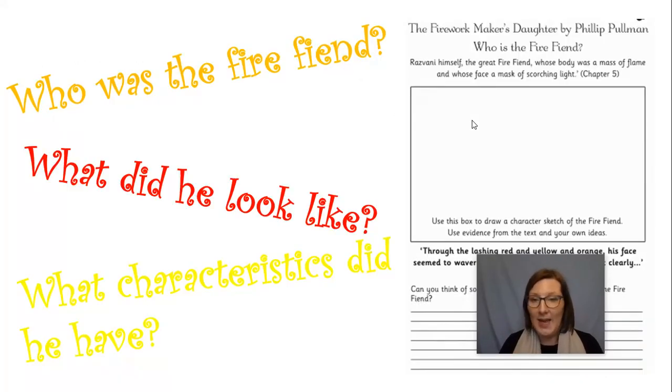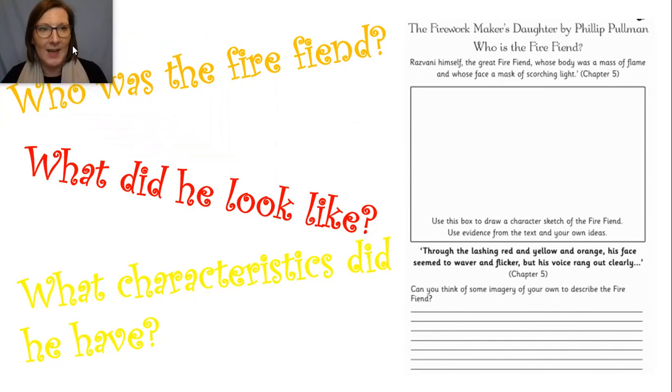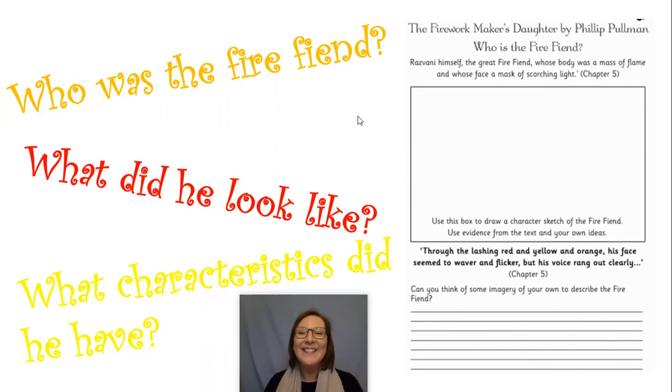Task 2 today, let me move my camera again to here, I think. Task 2 today is you are going to create a picture or a sketch of the fire fiend Razvani, okay? And you're going to need to read chapter 5. You're going to need to find the evidence in chapter 5 to help you create what he looks like. What does he look like? What were his characteristics?